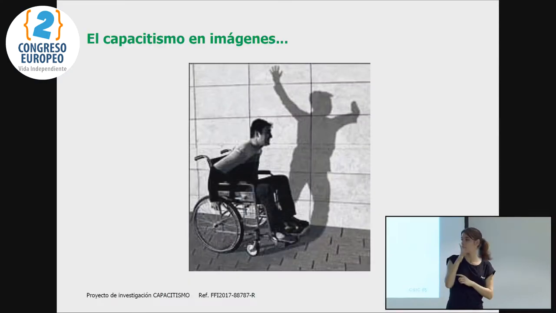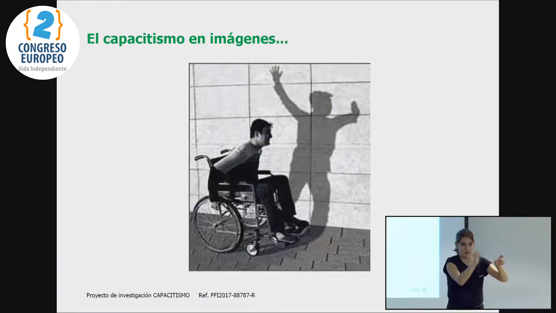Here are some pictures which represent this ability idea. Here's a boy in his wheelchair. His arms are on the wheels, and he looks very fatigued. He's trying hard to move. He's next to a wall, and this wall projects his shadow, but not as a person in a wheelchair, but standing up with his arms open. He seems to be very cheerful and happy. Notice his arms are in the air. He's completely free.